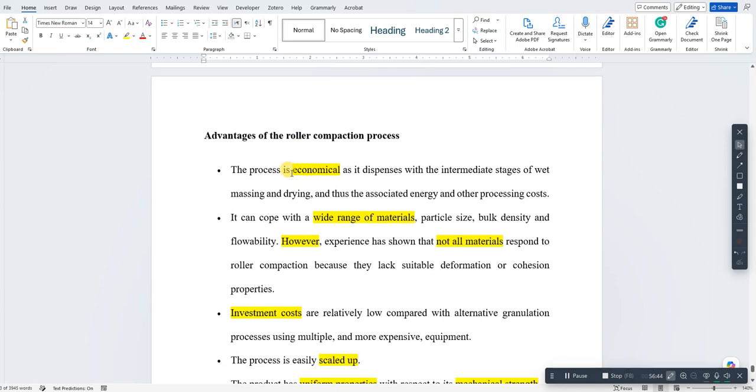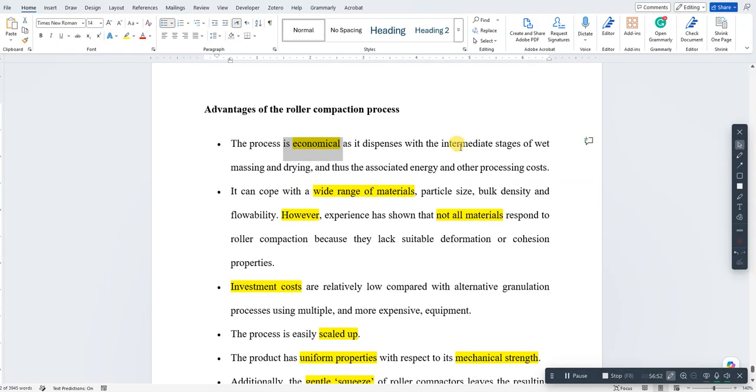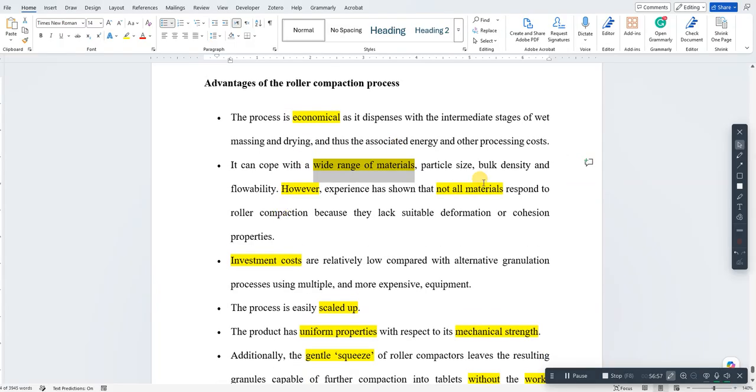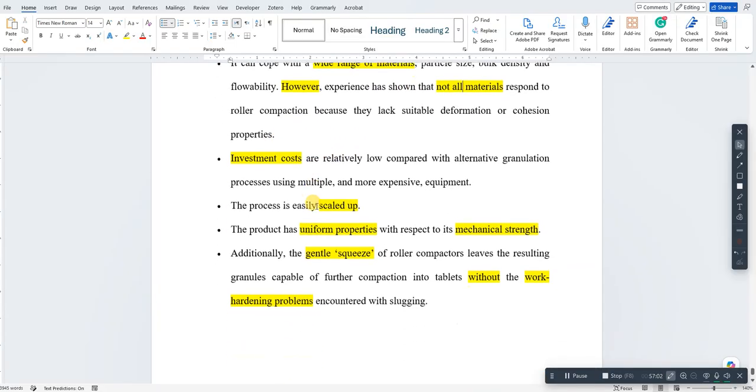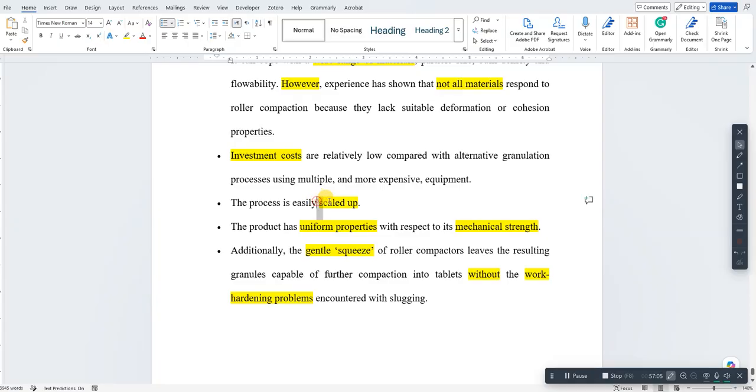Roller compaction is more economical compared to wet granulation. It applies to a wide range of materials, but not all materials. Investment cost is relatively low. Scale up, from small laboratory scale to large scale, is an easy process, not like, for example, the fluidized bed granulator. The properties of the granules are uniform.